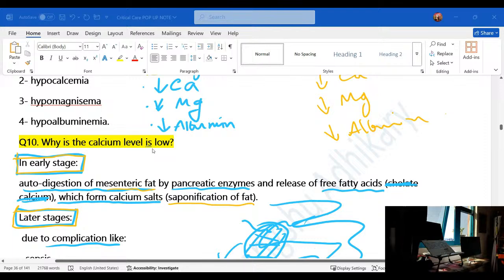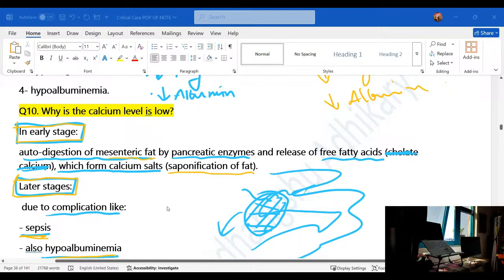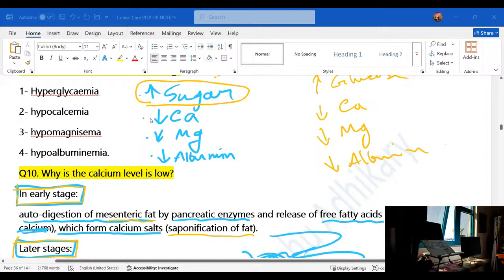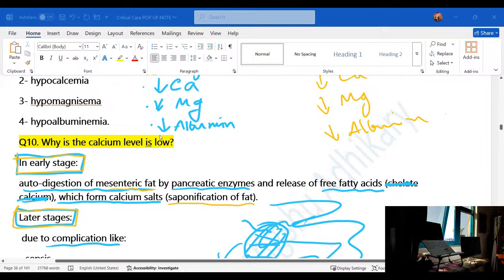In the early stage, there is autodigestion of the mesenteric fat by pancreatic enzymes and release of free fatty acids, which form calcium salt. Why hypocalcemia? Because of autodigestion of the mesenteric fat by the pancreatic enzyme and release of free fatty acid, which forms calcium salt.